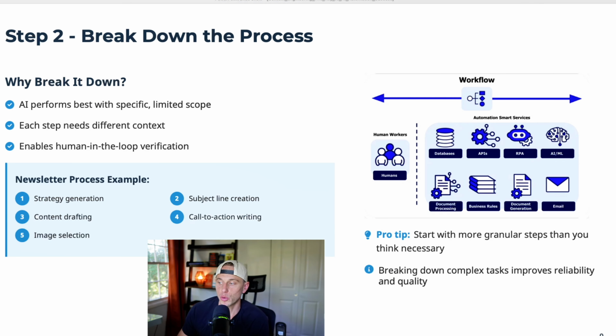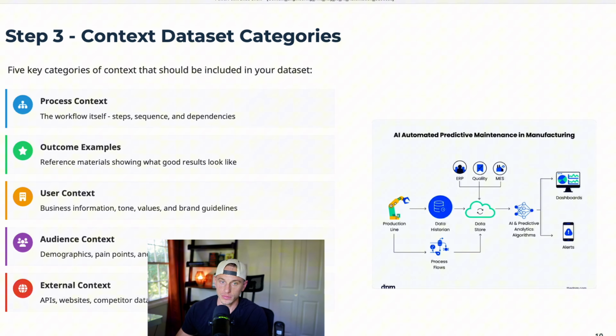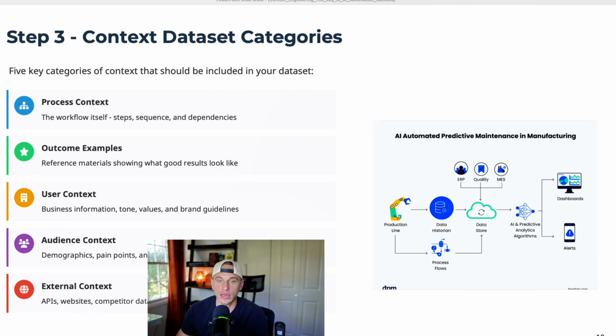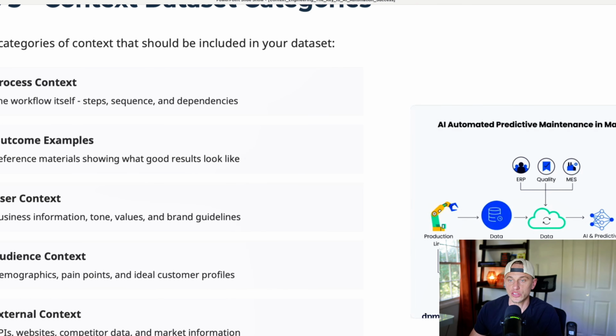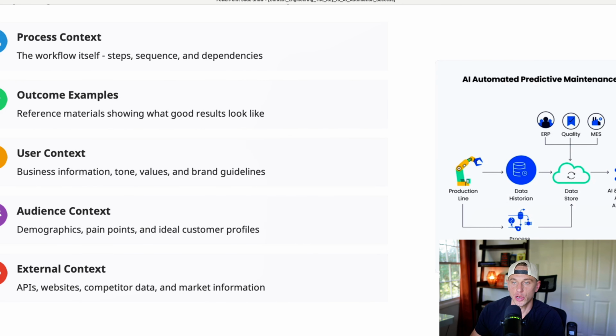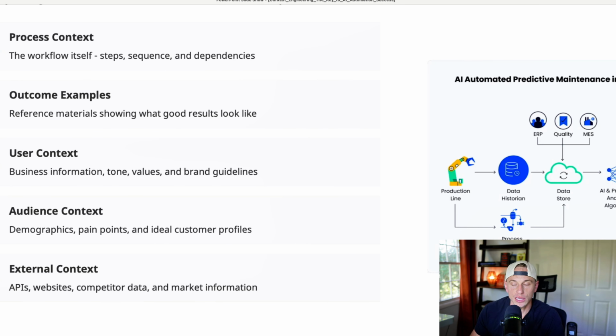You want to start with more granular steps than you think are necessary so that you can be more specific than even you thought was necessary. Then you want to break down complex tasks, and this is going to improve the reliability and the quality of the output that you're getting. Now, how about the context data set categories? If I can zoom in here for you guys, there are 5 categories of context like we talked about. First, process context: the workflow itself, steps, sequences, and dependencies. From there, we want to talk about outcome examples, reference materials, definition of done.